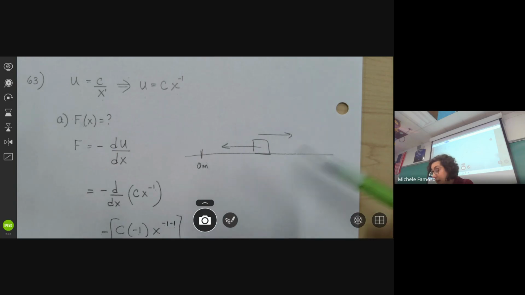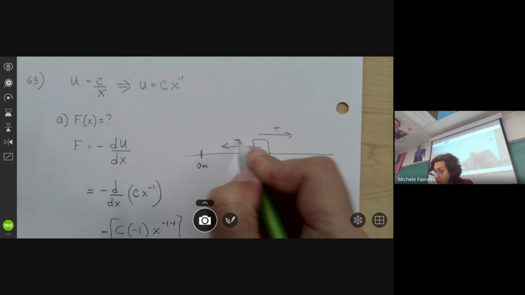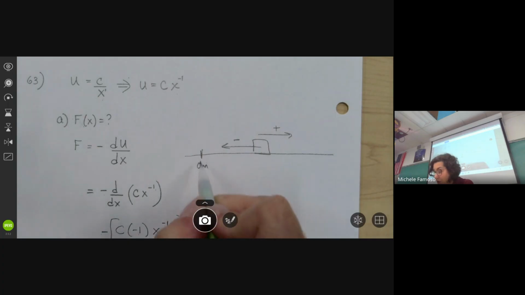If the force is negative and you're here, that means it's directed toward the origin. Okay, that's a positive direction. That's your negative. And your origin is here at 0 meters. Okay. Anything else on the assignment?